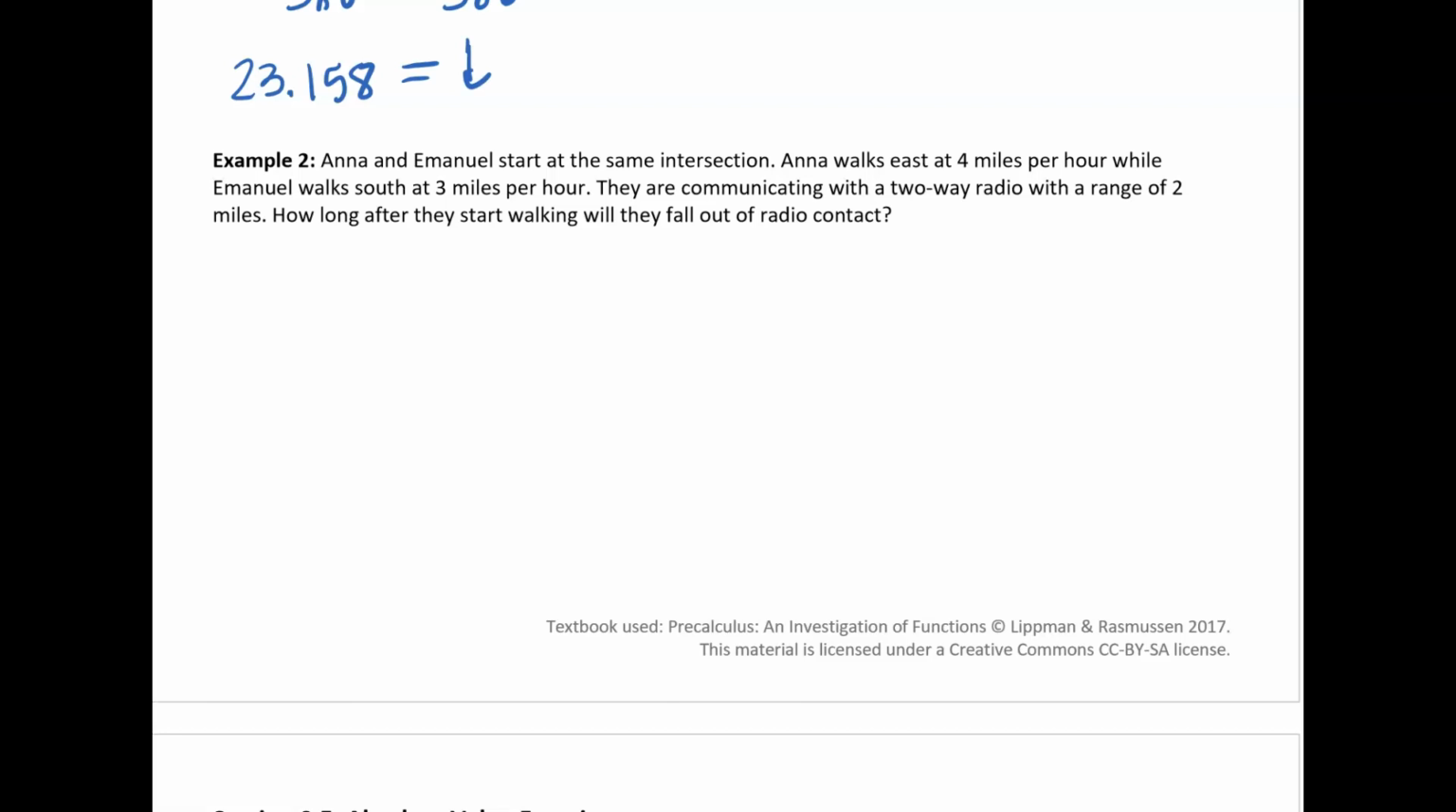Breathe a little. If you feel a little lost, let's approach this again. Anna and Emmanuel start at the same intersection. Okay, so they're on a road. Anna walks east, so let's just draw a picture of that. Remember, think about your compass. Never eat soggy waffles. Thank you, 4th grade. So Anna walks east at 4 miles per hour from this intersection, while Emmanuel walks south, so he's going to walk this direction, at 3 miles per hour.